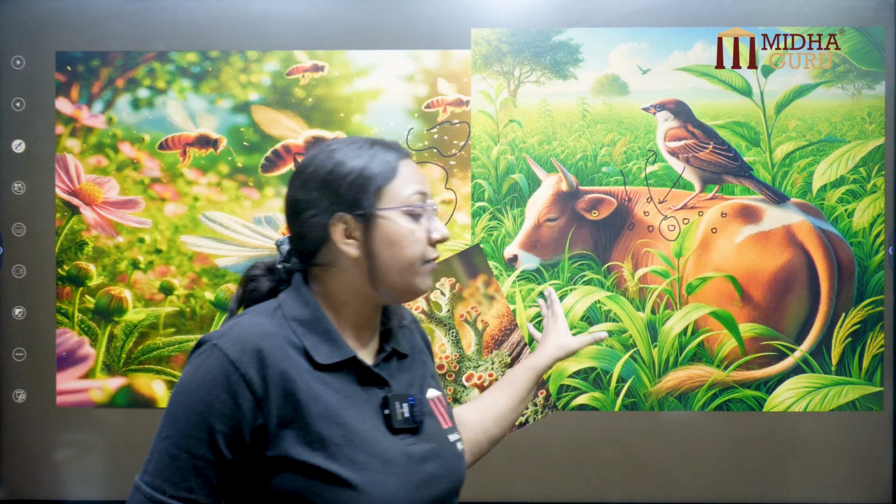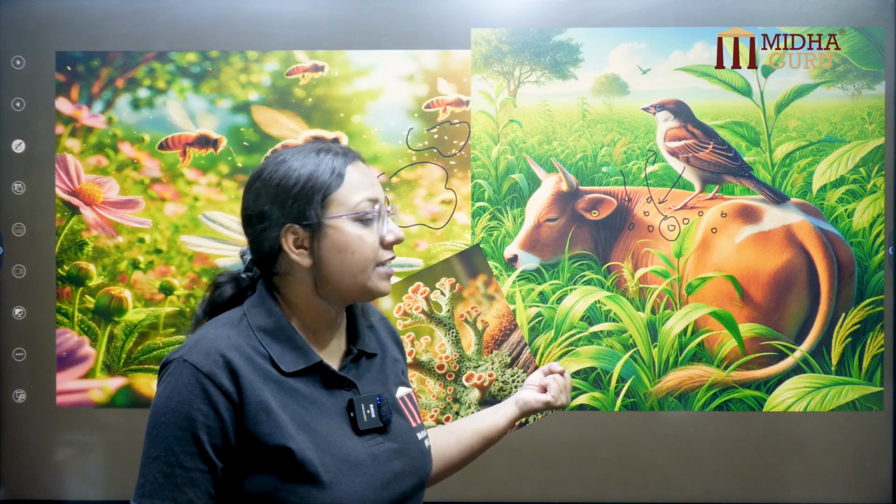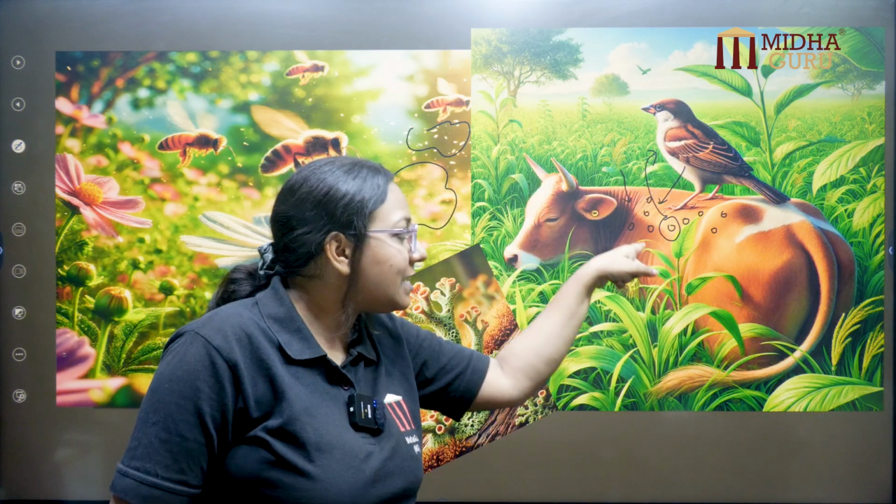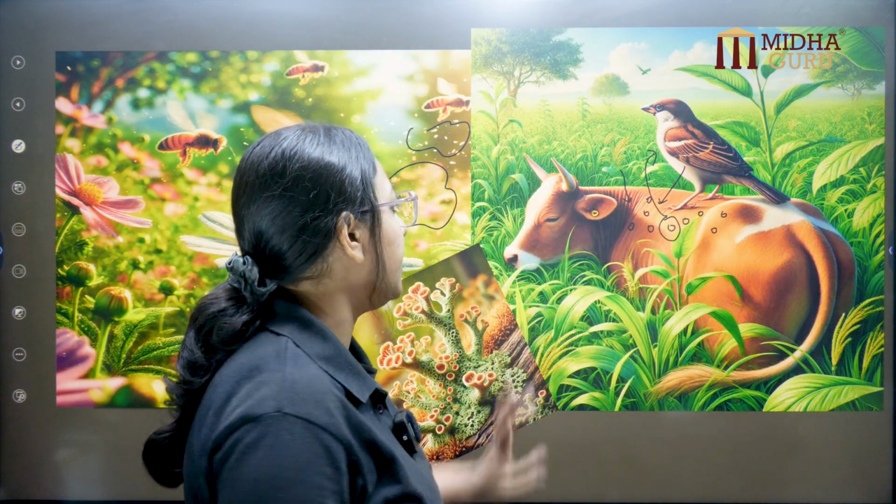So it is a beneficial situation for the cattle because their body is getting protected by this, and the bird is also benefiting because it is eating the bugs, and that is its food. So they are getting the food and they are getting bug free. Both are helping each other.